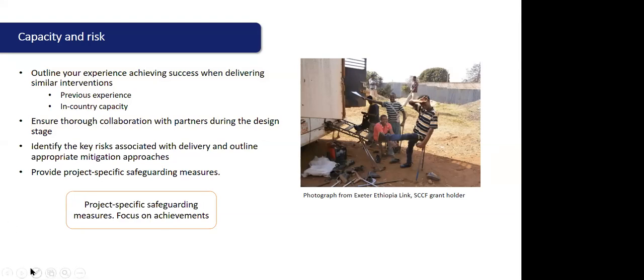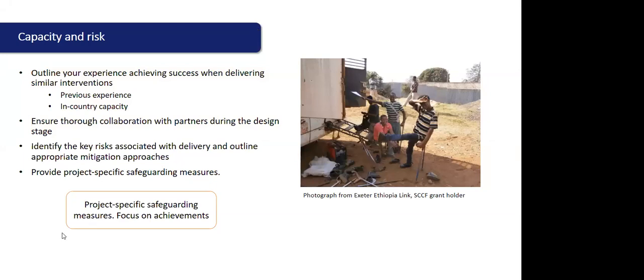And in terms of your capacity, if you can focus on the achievements, so don't just tell us that you've had a previous grant of X amount of pounds and reached X number of beneficiaries. Tell us what the change was. What did you see by delivering that grant? What were you able to achieve with those funds?